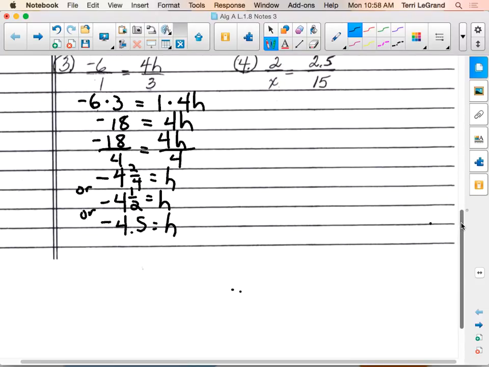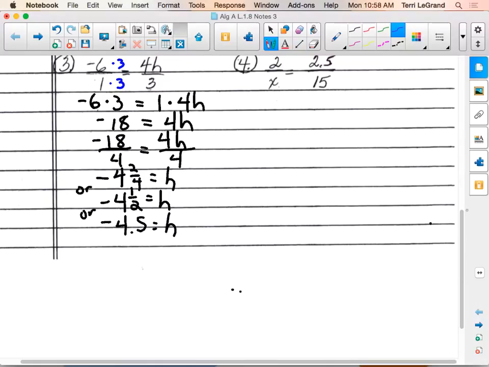Was this one of those that we could have done this way? Said, what times 1 gives you 3? What times 1 gives you 3? 3. So then we'd have to go upstairs and do the same thing. But notice what's going to happen this time. We're going to have -6 times 3, which is what? What is -6 times 3 over here?